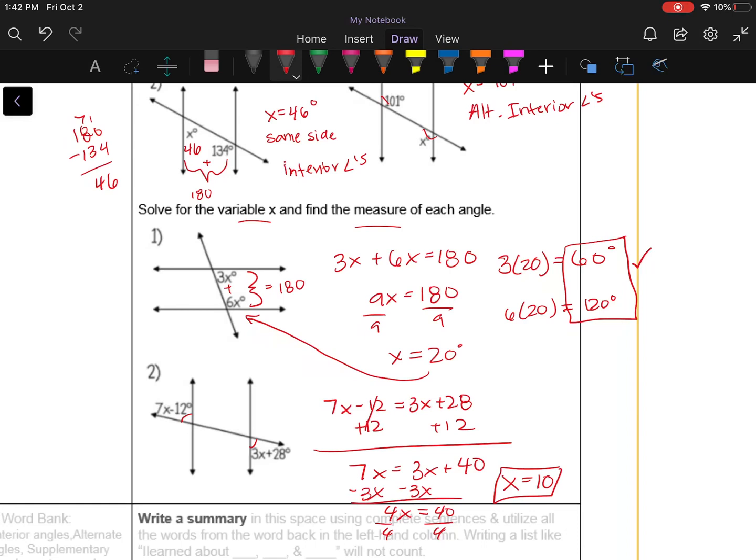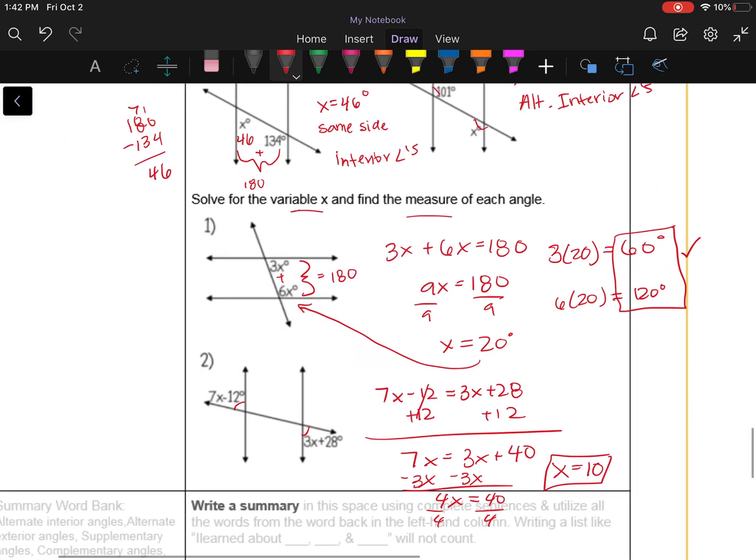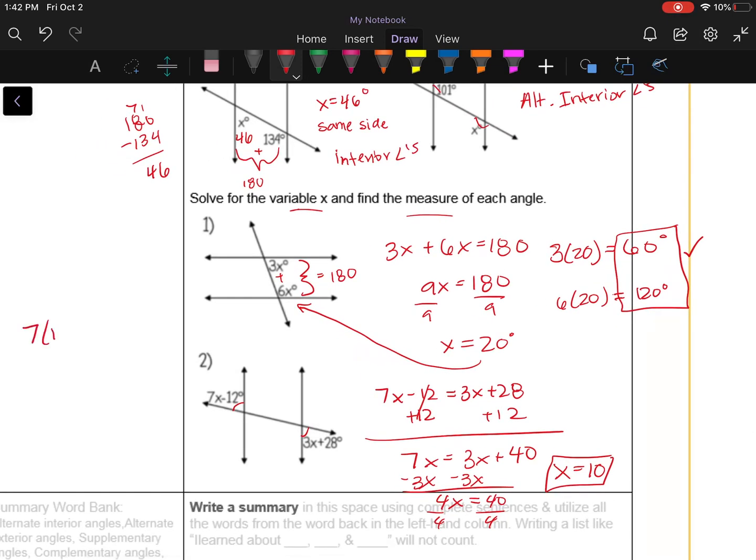We just found the variable x. We also have to substitute it in. So that's going to be 7 times 10 minus 12. So we got 70 minus 12 equals 58. So this one's 58. That means the other one's got to be 58. But let's just plug it in and see. So we got 3 times 10 plus 28. 30 plus 28 equals 58. So they both are equal to 58. So we are absolutely right.